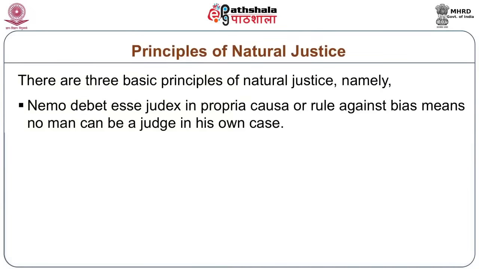These are the first, I'll say them in Latin and then translate them. The first is nemo debet esse judex in propria causa. That means that nemo debet, no man can be a judge in his own case. So no person can be a judge to his own case. This is known as the rule against bias, because clearly if I'm one of the litigants, I can't be an impartial or unbiased decision maker in that process. This is a first principle of natural justice.